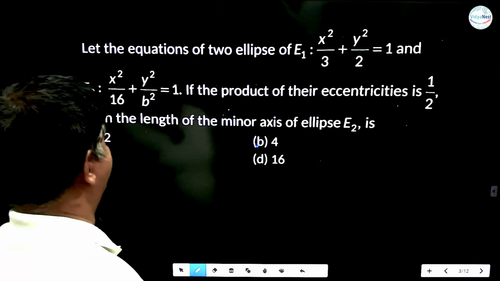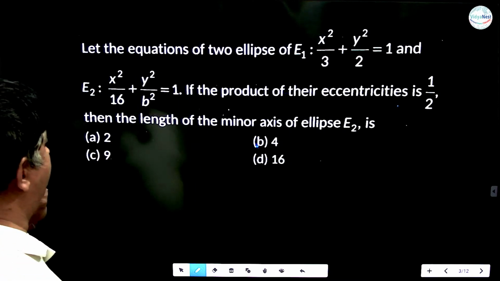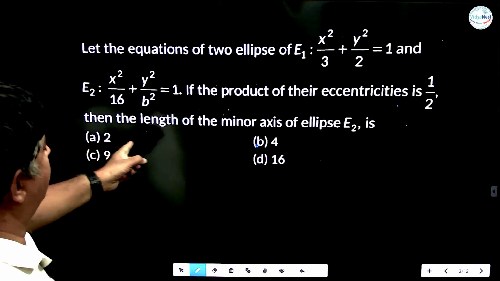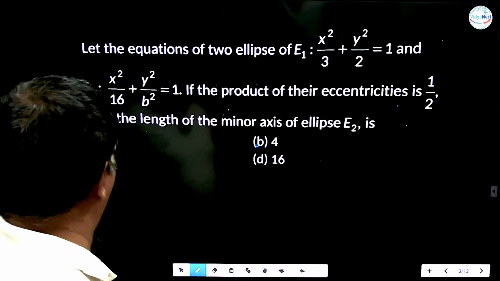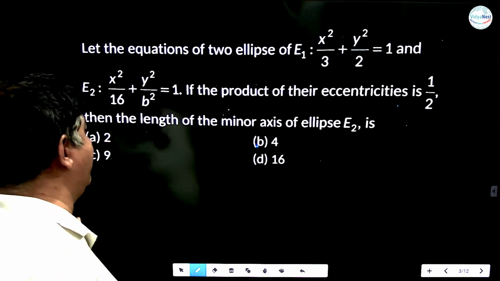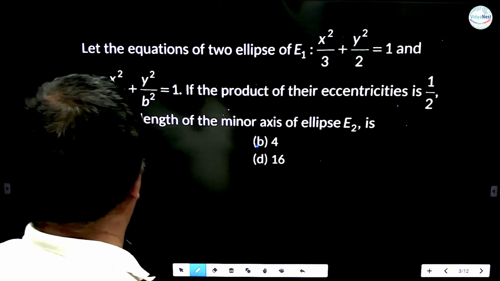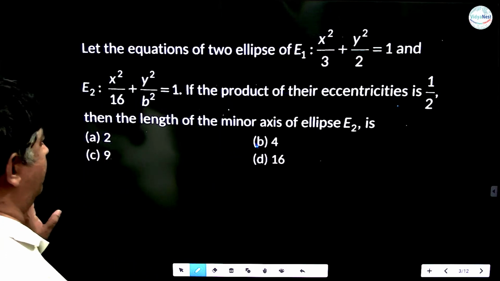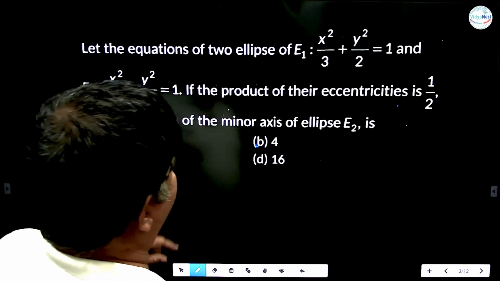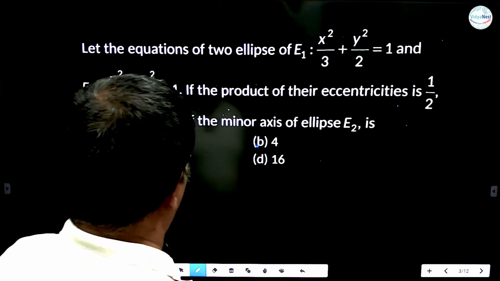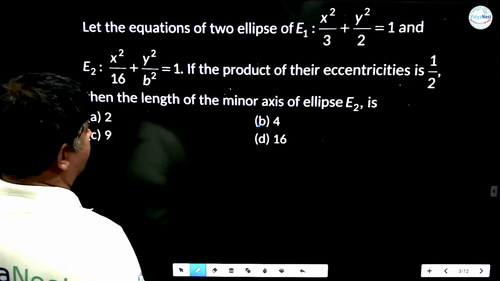See this sum. Two ellipses are given. You are told, and the product of their eccentricities is also given. You are told to find the length of the minor axis of the ellipse. So, I think it is a simple approach, not that tough. Equation. First equation's eccentricity we will find.